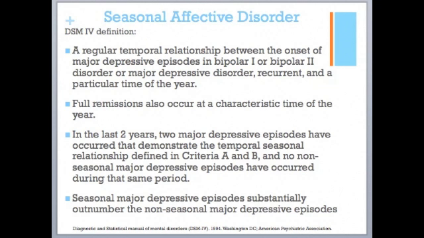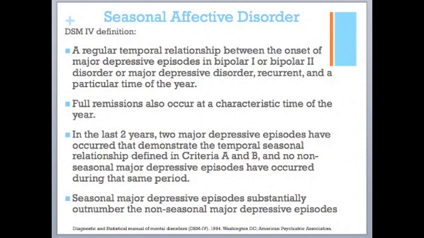The Diagnostic and Statistical Manual of Mental Disorders, DSM, defines SAD as: A. A regular temporal relationship between the onset of major depressive episodes in bipolar I or bipolar II disorder or major depressive disorder recurrent in a particular time of the year. Do not include cases in which there is an obvious effect of seasonal related psychosocial stressors, such as regularly being unemployed every winter.